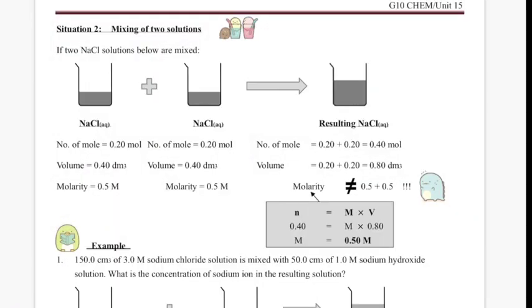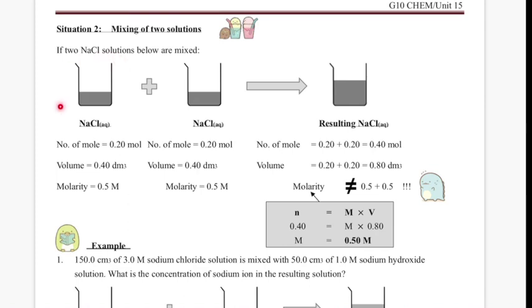Let's move to situation 2. We are going to mix 2 solutions together. And remember here, we're mixing 2 solutions that will not have any chemical reactions. For those that are going to have chemical reactions, we're going to discuss it in situation 3. So take a look at the example here.